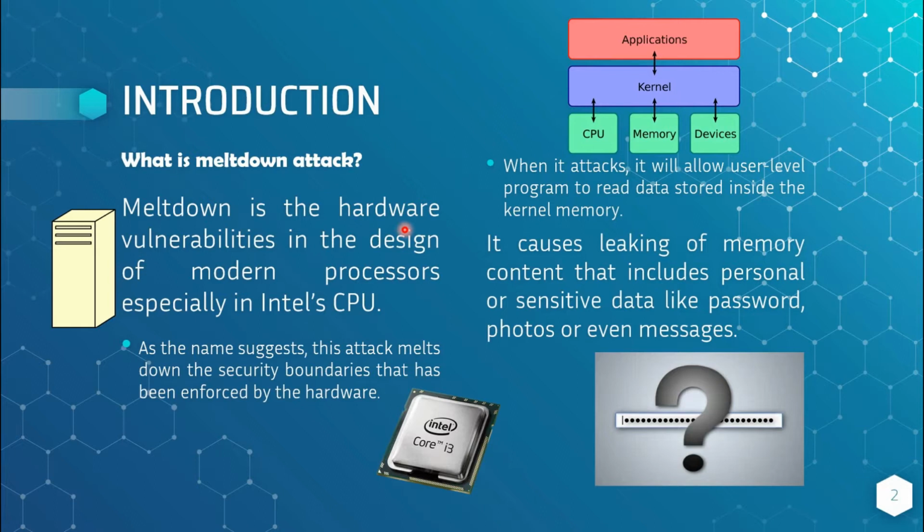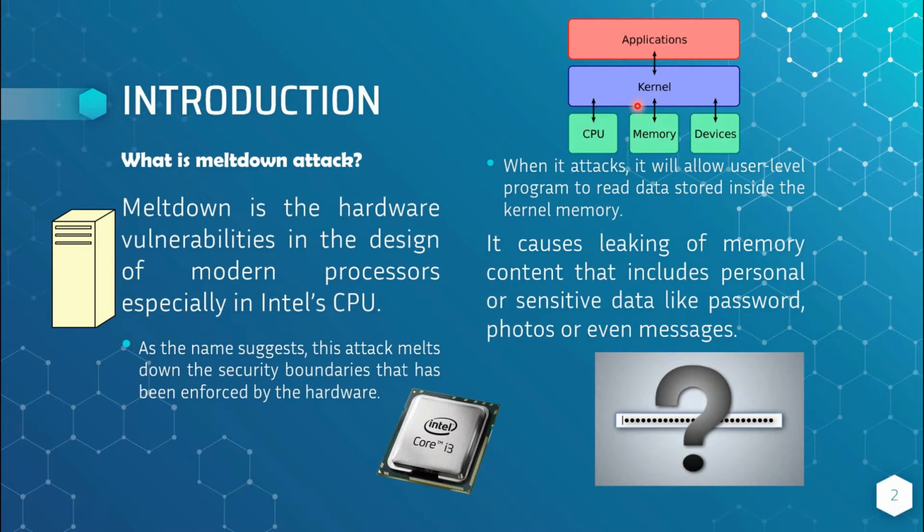Meltdown is a hardware vulnerability in the design of modern processors, especially Intel's CPUs. As the name suggests, this attack melts down the security boundaries that have been enforced by the hardware. So when it attacks, it allows user-level programs to read data stored inside the kernel memory.